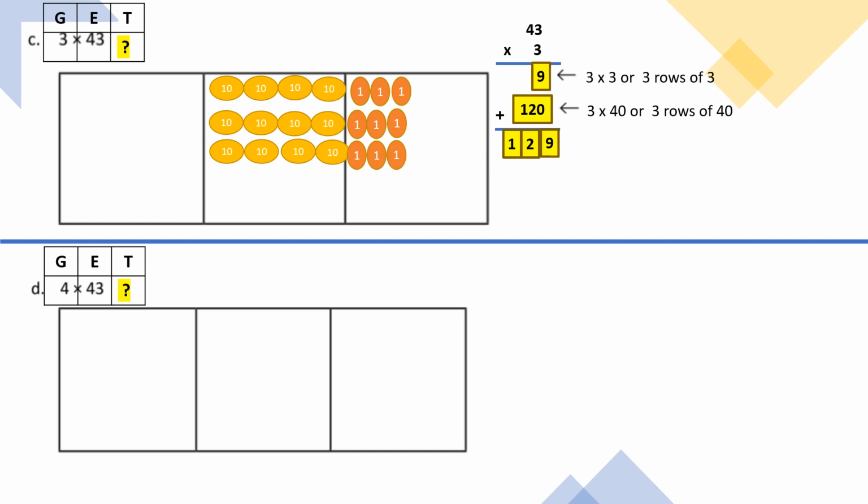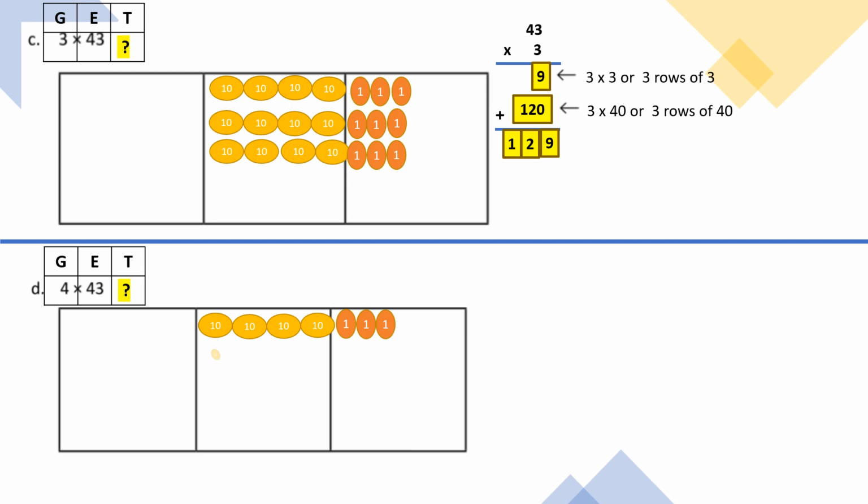Now remember, your get chart shows you your groups, your each, your total. But it also represents rows times columns equals total. And that means we should have 4 rows of 43. We're going to create 4 rows of 43 in this place value chart. Let's go ahead and create those 4 rows of 43. 10, 20, 30, 40, 41, 42, 43. That's our first row of 43.